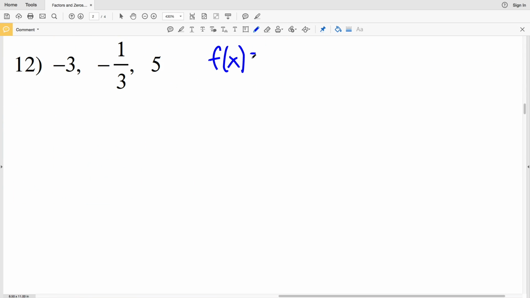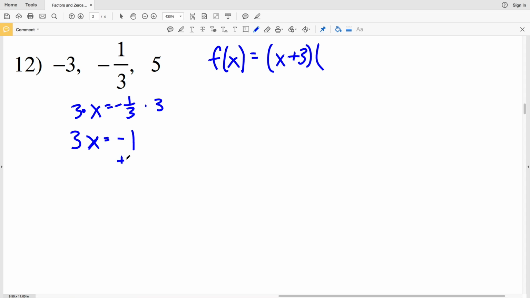Now for number 12, my x is equal to negative 3. That will make my function equal to 0. So I'll have x plus 3, because negative 3 plus 3 equals 0. Then I'll have x equal to negative 1/3. So if x is equal to negative 1/3, if I multiply both sides by positive 3, I'll get that 3x is equal to negative 1. And then I'll simply add 1 to both sides to get that 3x plus 1 equals 0.